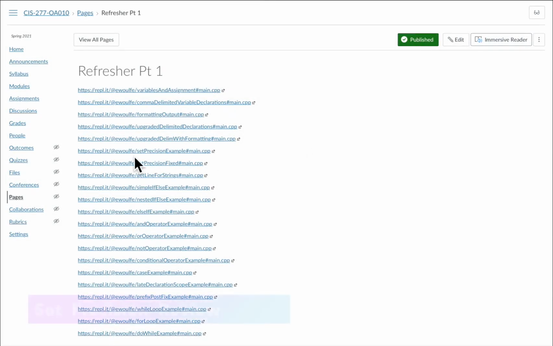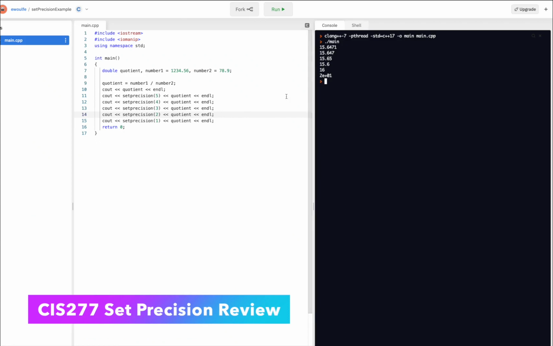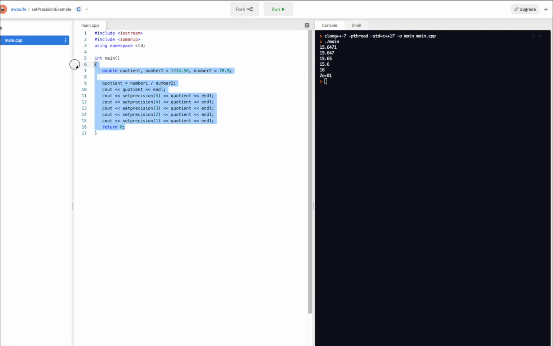Moving along, we've got the set precision example. You're going to notice that the code here is the same as the formatting output. But what I wanted to draw your attention to was, if we take a look here at double number 1 and double number 2, the values here are different than they were last time, right?